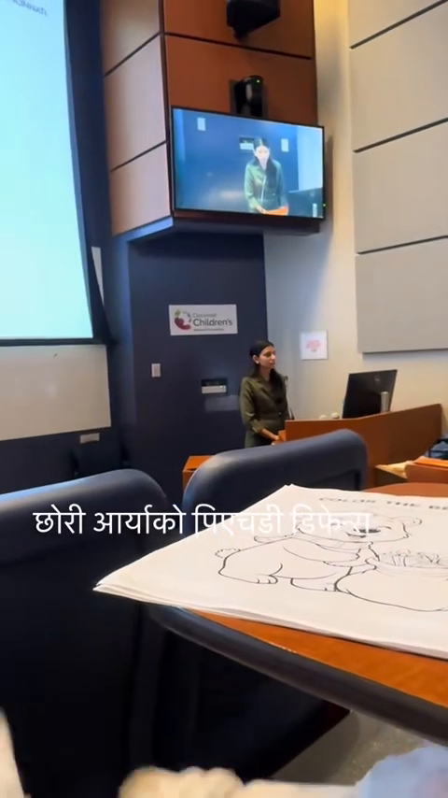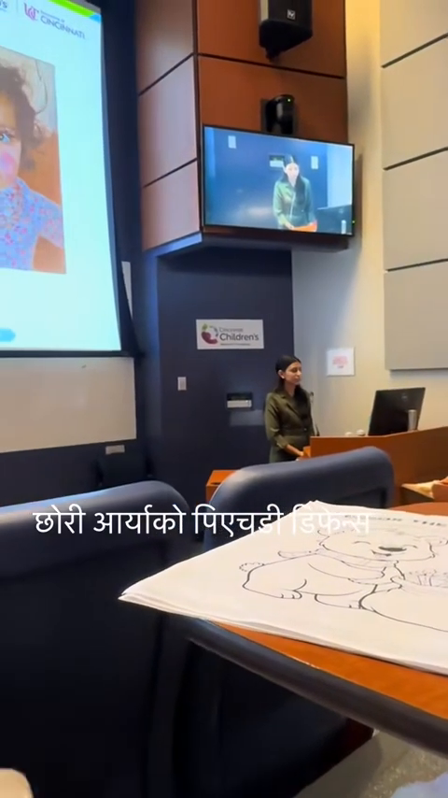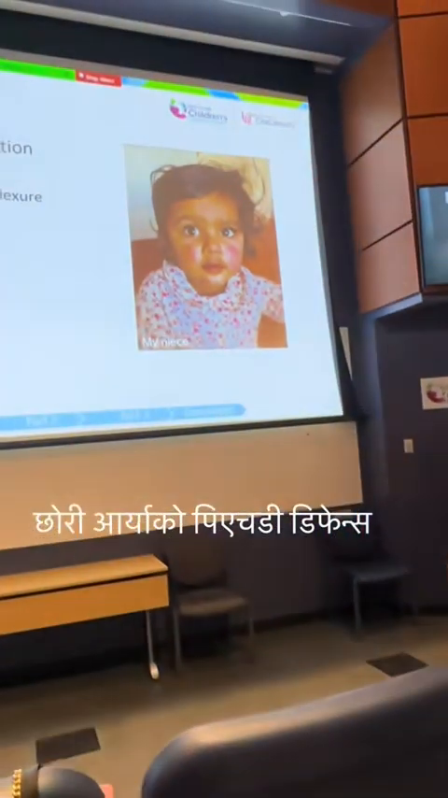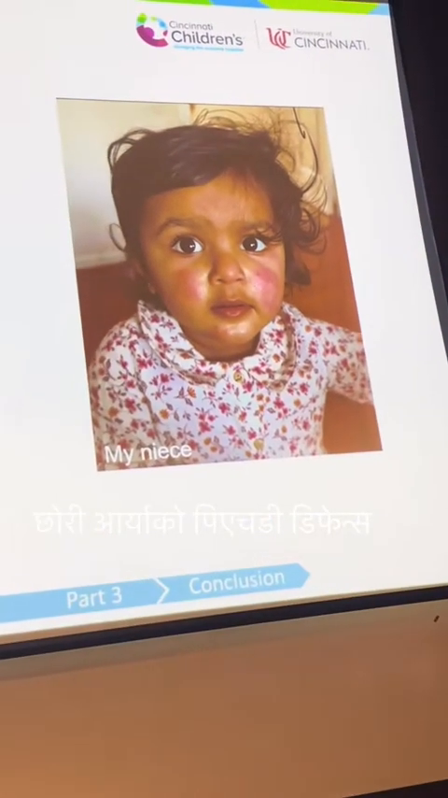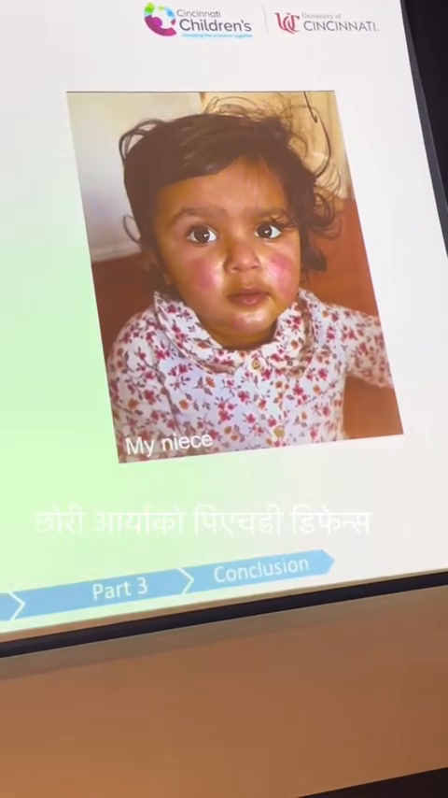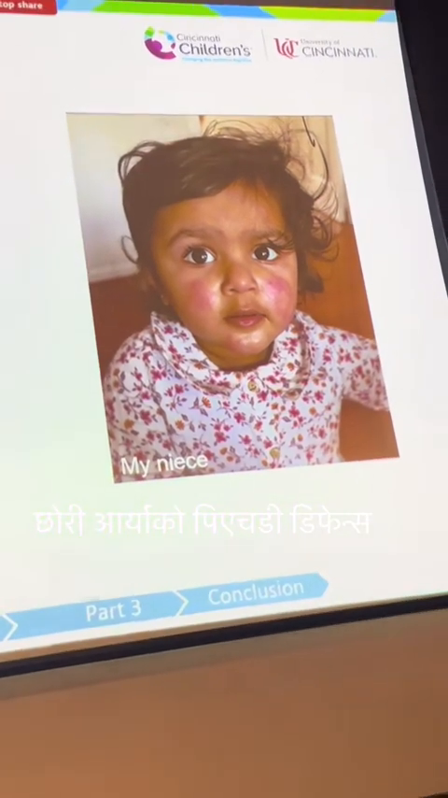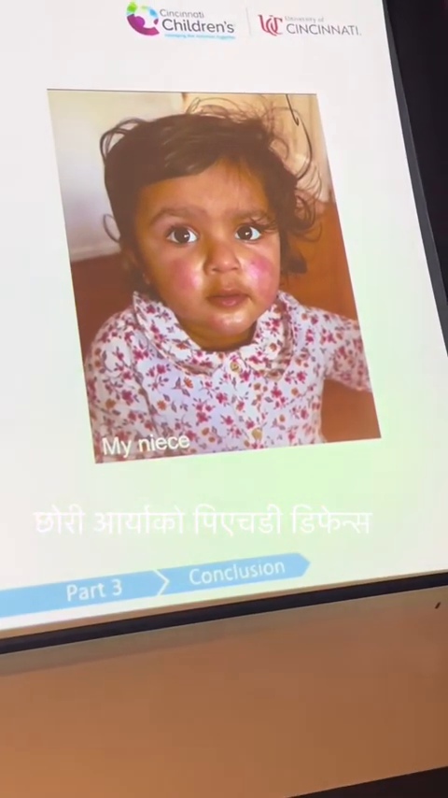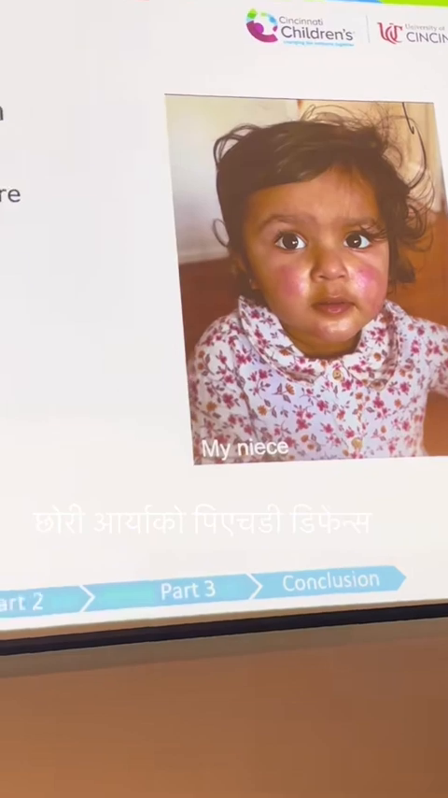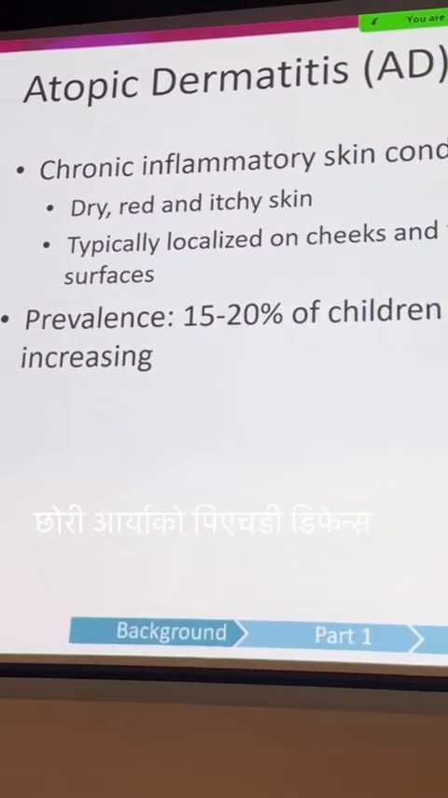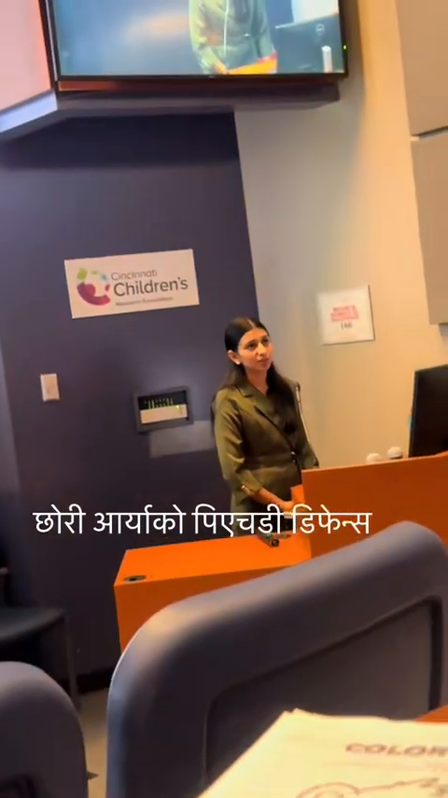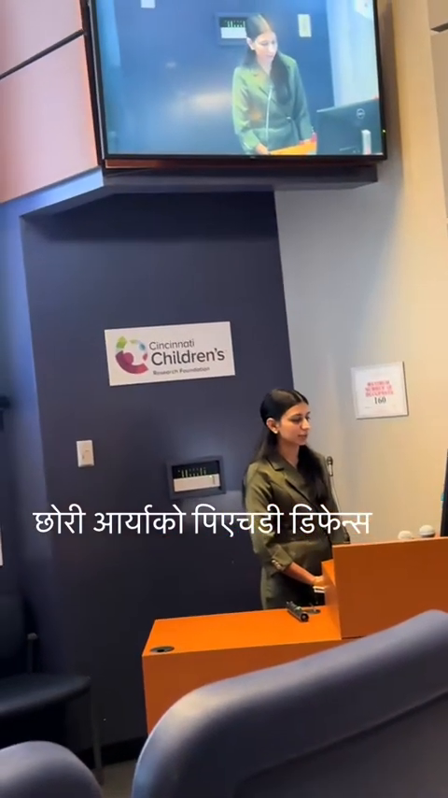Atopic dermatitis, or AD, is a chronic inflammatory skin condition. It's typically localized on the cheeks and flexure surfaces. So this is my niece, she has AD. Both of my nieces have AD. They're here today for demonstration purposes. So AD is typically diagnosed in the first 6 months to first year of life, and is prevalent in about 15 to 20% of children. The prevalence is increasing, especially in developed countries.